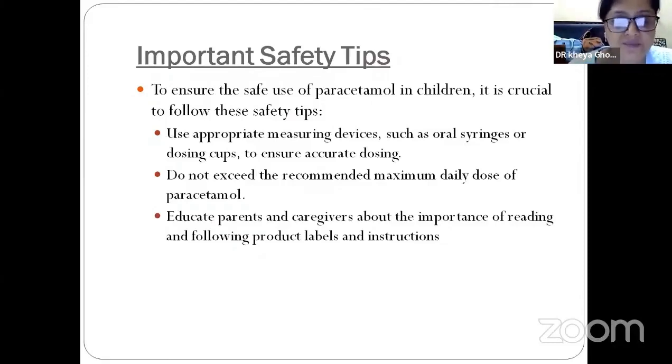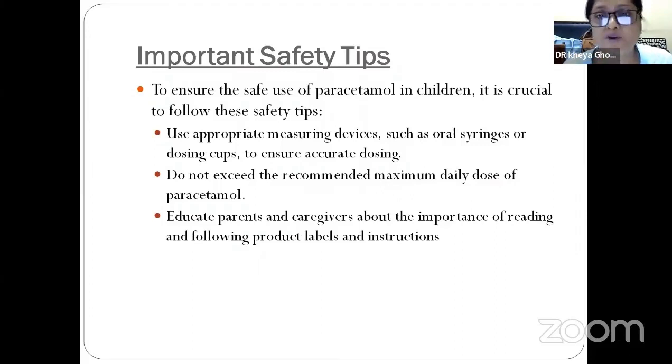Always use an appropriate measuring device. Don't tell them to measure with a teaspoon. Don't write 1 teaspoon, 2 teaspoon, because the size of the teaspoon may differ. Always measure it with the cap, or if you're using drops, with the markings on the dropper, such as oral syringes or dosing cups. If they are not that confident, you can use oral syringes.